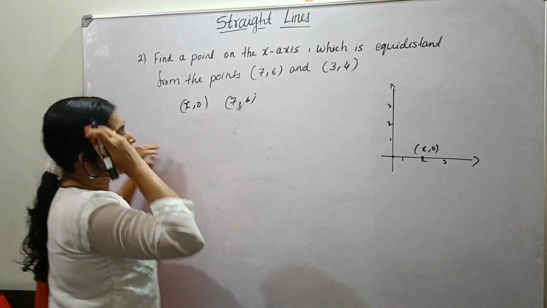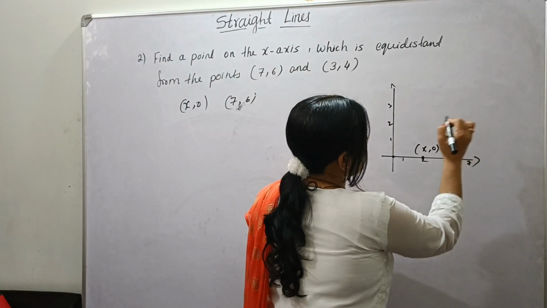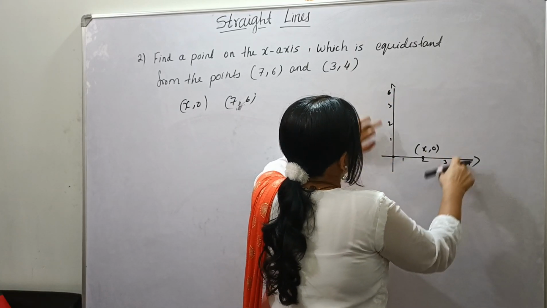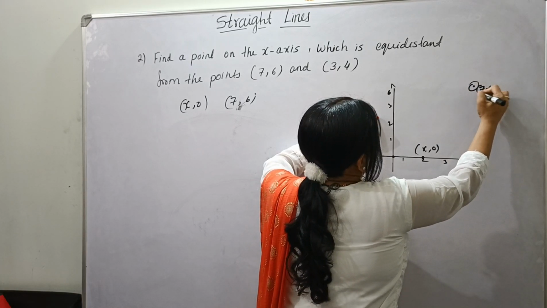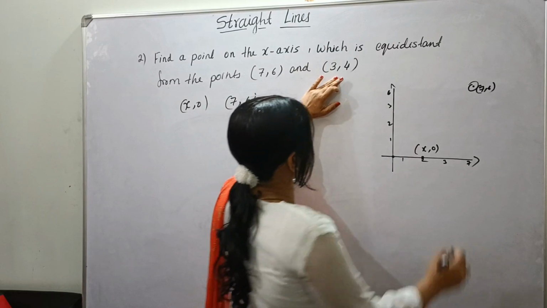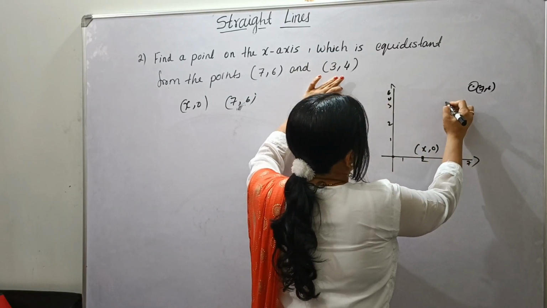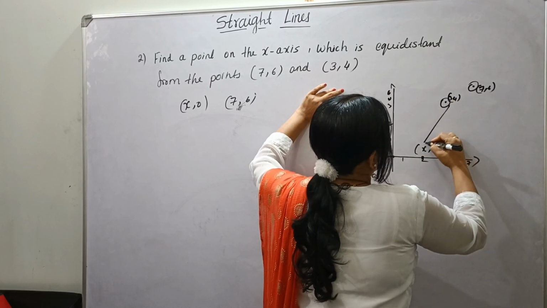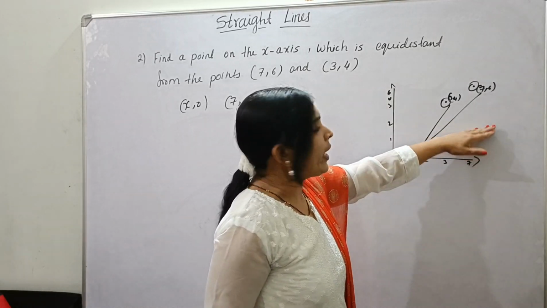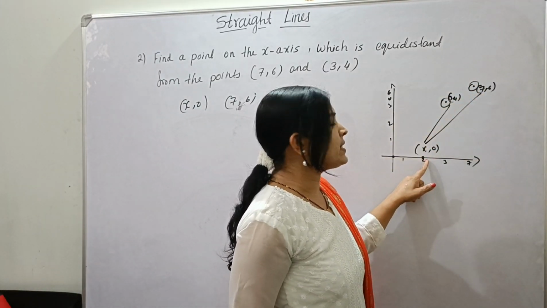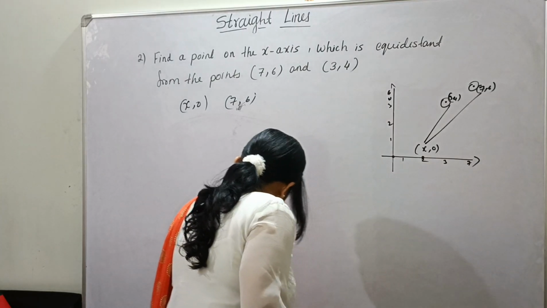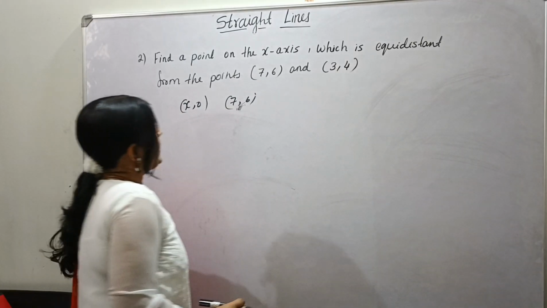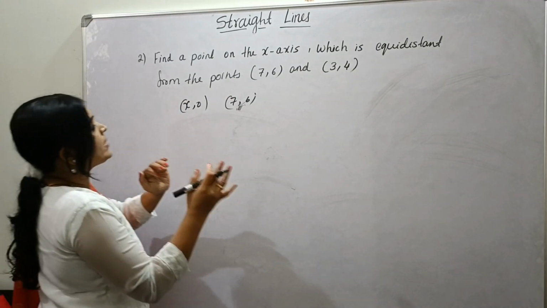Suppose here it is 7, here it is 6. Just for example, a rough sketch. Here is the point (7, 6), and next is (3, 4). Suppose here it is (3, 4), then it is the point (3, 4). It is given that this distance is the same. Here it is not the same. If this distance is the same, then what is the point? So let us find the distance between x0 and (7, 6).